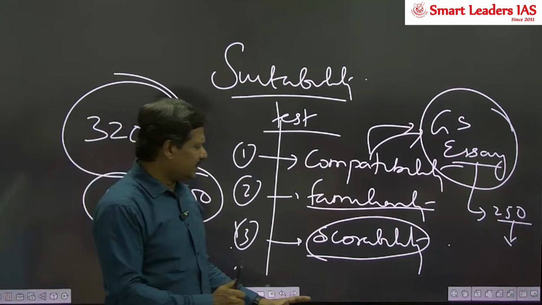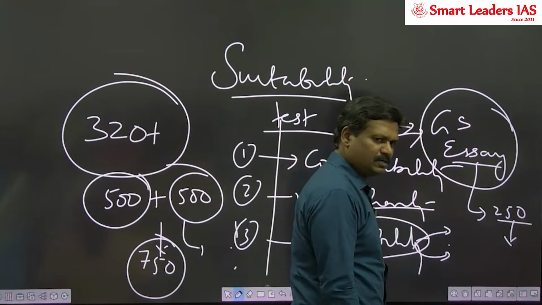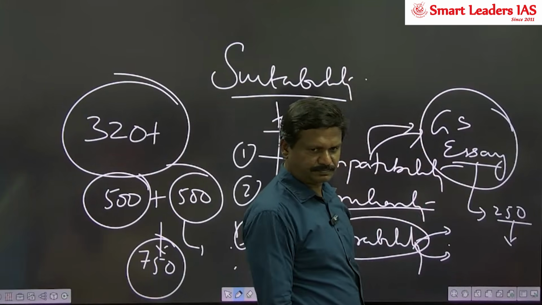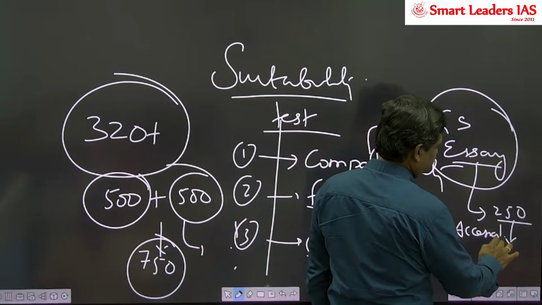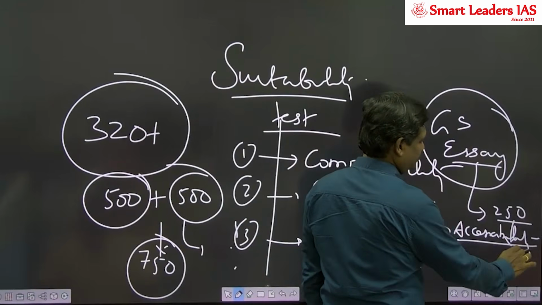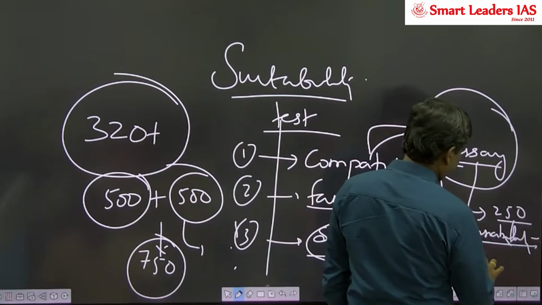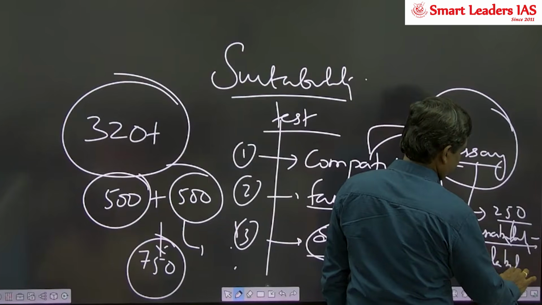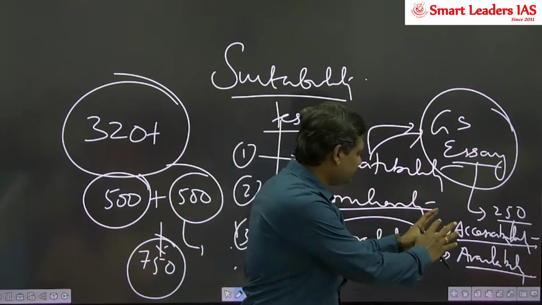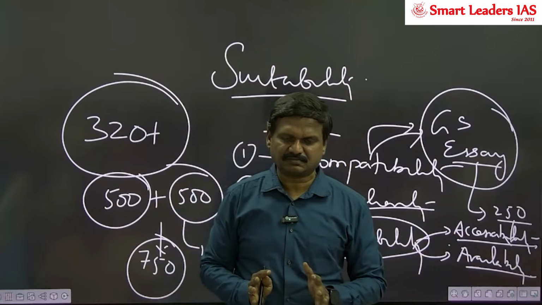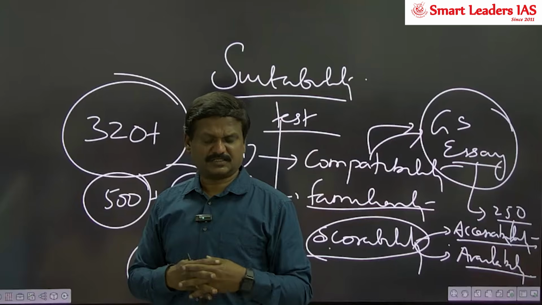So scoreability is not just because UPSC says. Scoreability is based on two things: accessibility and availability. Accessibility of a mentor. He should be accessible.